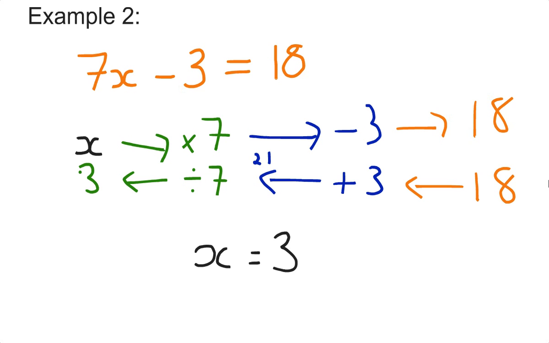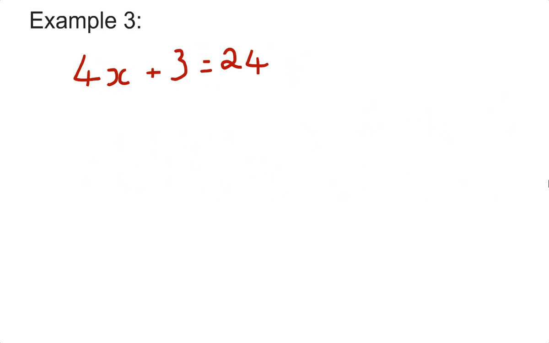You can always check this, because 3 times 7 is 21. 21 take away 3 is 18. You can always check by putting the answer back into the original. Well, let's have a look at example 3. Slightly more difficult, this one. But is it? Let's start with our x.